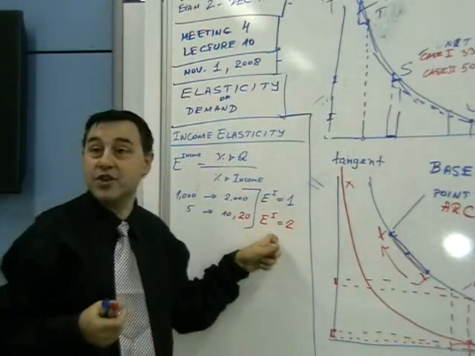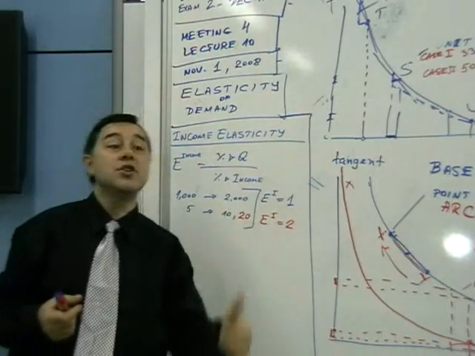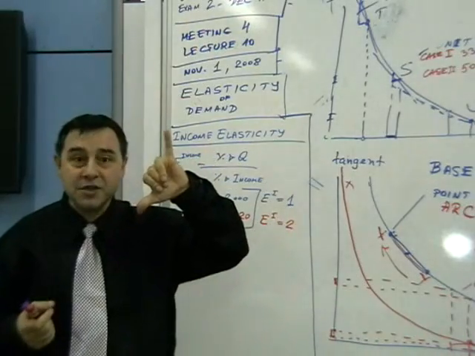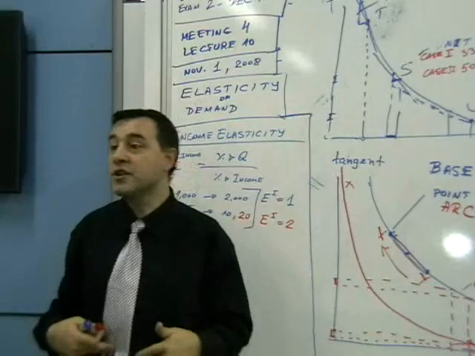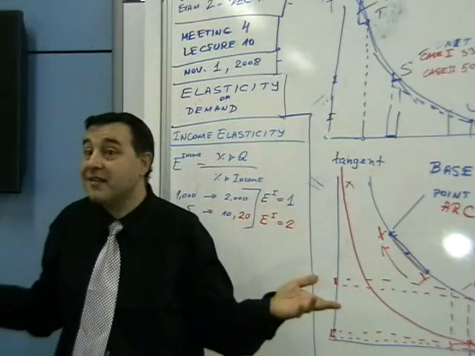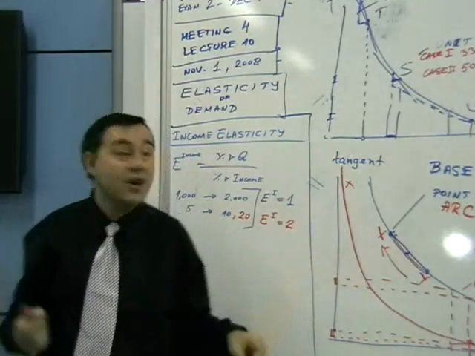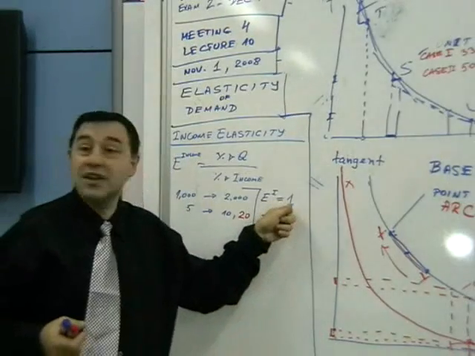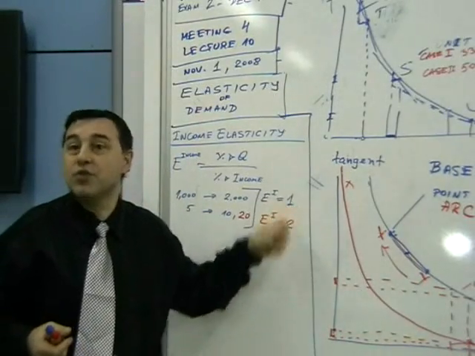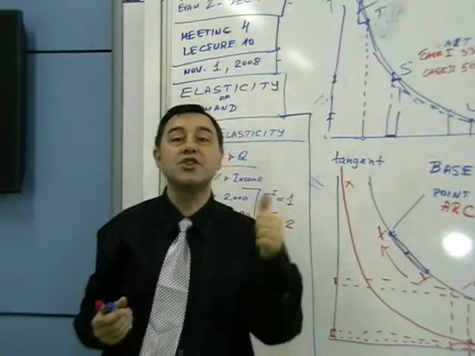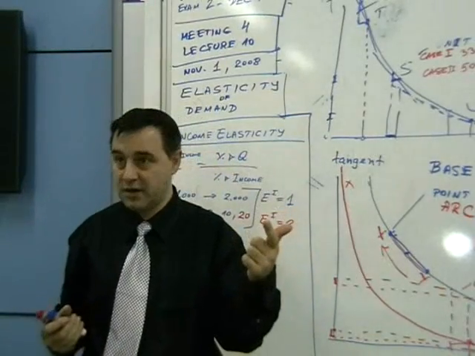And you could actually have a normal good. So your income increases 10 times and my food consumption increases maybe 20%, right? So in this particular case, it is a little bit positive. So normal goods will have it between 0 and 1. All right?